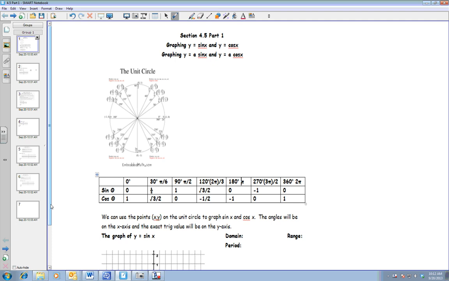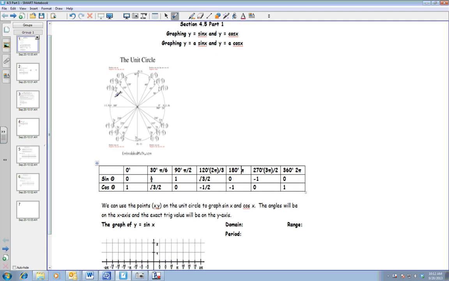So the first thing we're going to talk about is how we come up with the graphs of sine and cosine. So the first thing I put on here is this really tiny picture of the unit circle, but you guys have that, so you can look at those numbers if you need to from your unit circle. And then I just chose some angles. I chose 30, 90, 120, 180, 270, and 360. And I put the values of sine and cosine of those angles on this table.